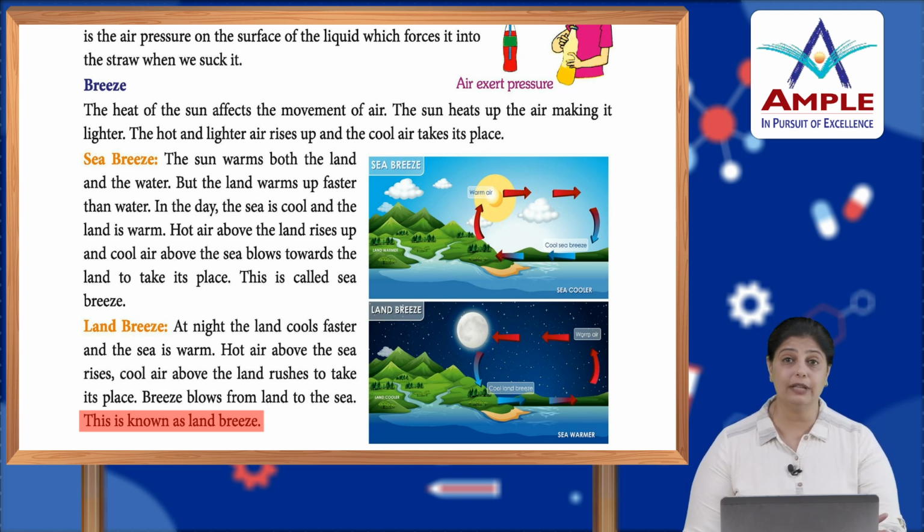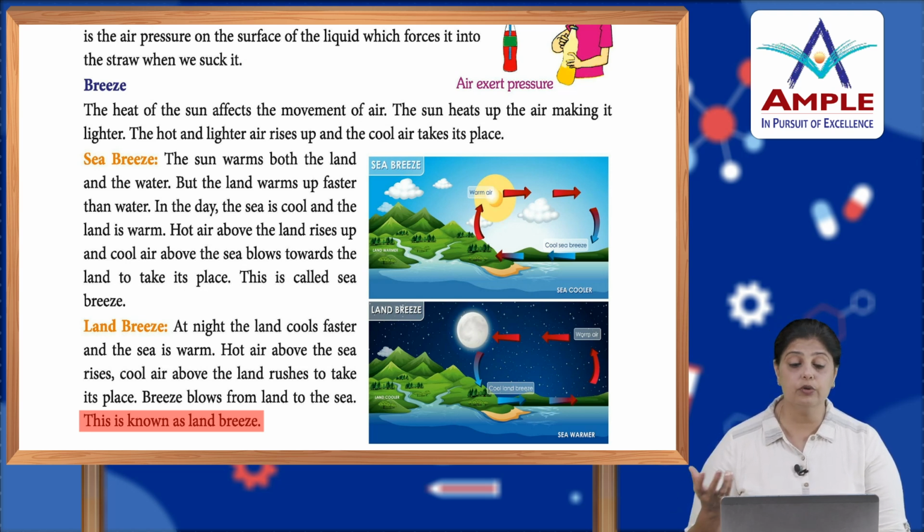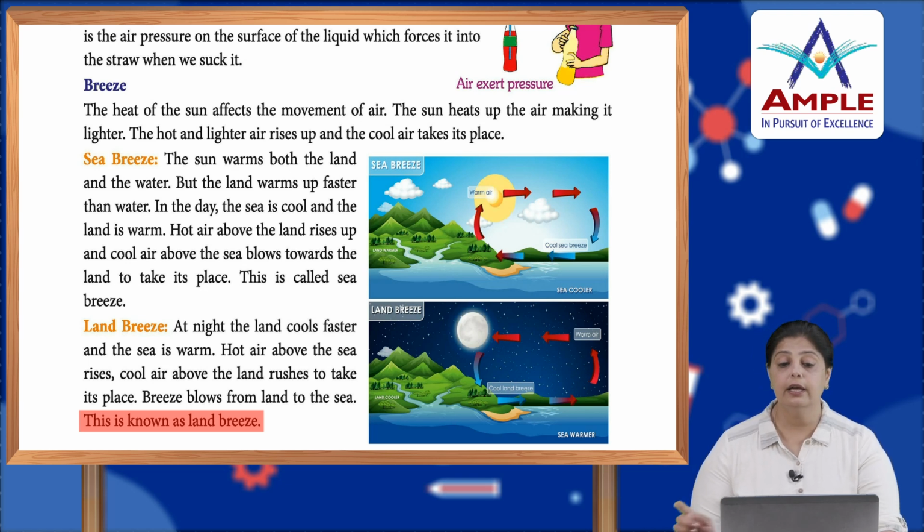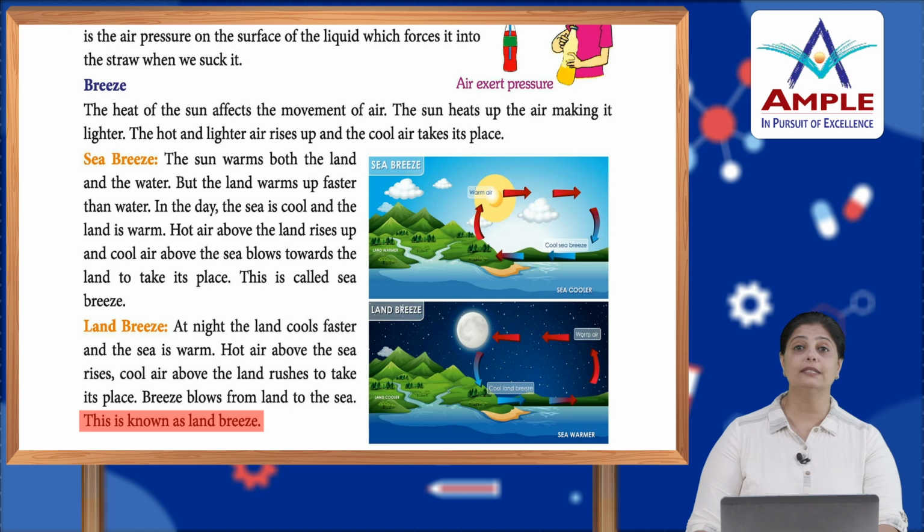So, that was during the daytime, but at night it is the other way round. The land cools faster, and the sea is warm. The hot air above the sea rises and goes up, and the cool air above the land rushes to take its place. So, this breeze blows from land to sea. In the other case, the breeze used to blow from sea to land, and here it is from land to sea. This is known as the land breeze.